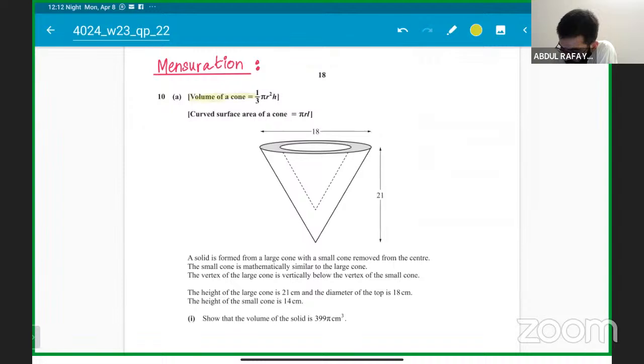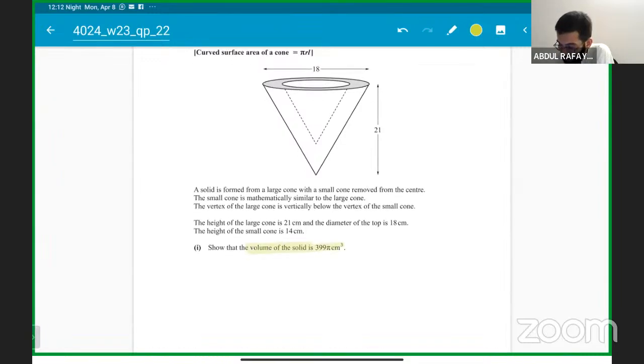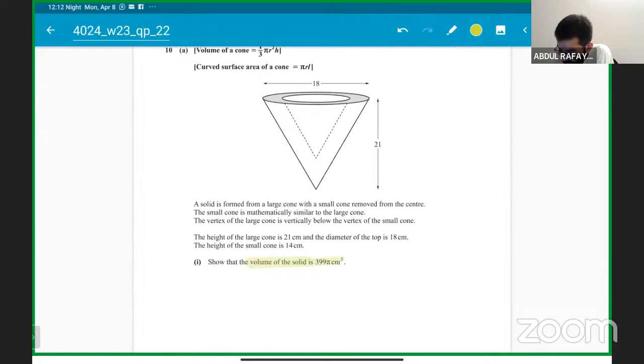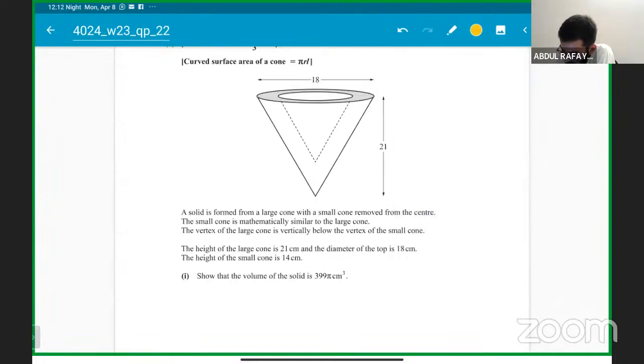So we have the volume of the cone is 1 over 3 pi r square height. The curved surface area of this is given. We have to show that the volume of the solid is 399 pi. What we need to understand, students, is that they will themselves give a hint as well.